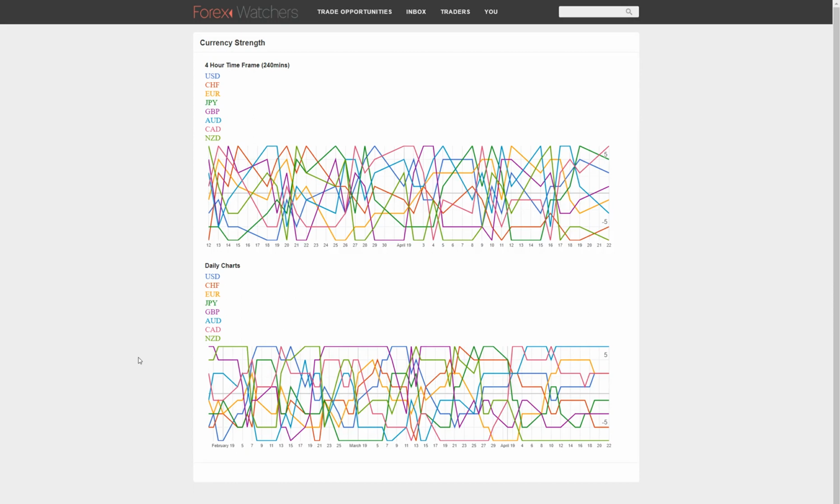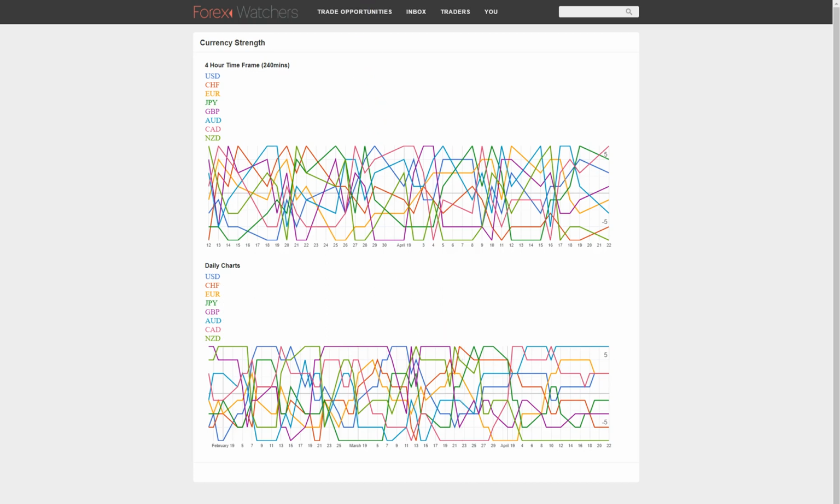Let's see if we can find 2 or 3 examples. Let's find a date here. Let's see, 22nd of March. Canadian dollar is -7, so that's an interesting one. And USD is -3, which is on the weak side, but let's have a go.